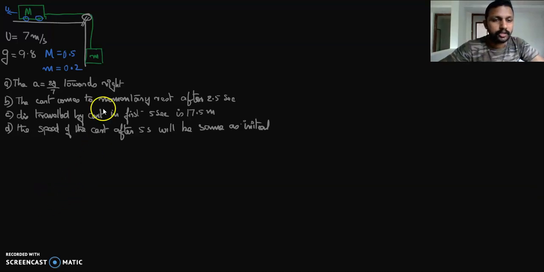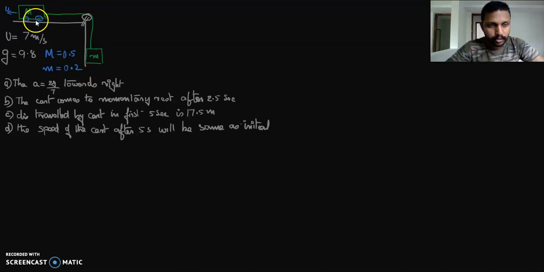Okay, students, let's look at this problem. We have a horizontal table over which there is a cart of capital M mass. Its mass is 0.5 kilogram, and there is a mass hanging over a string which is connected by a pulley over here. The hanging mass, small m, is given as 0.2 kilogram.